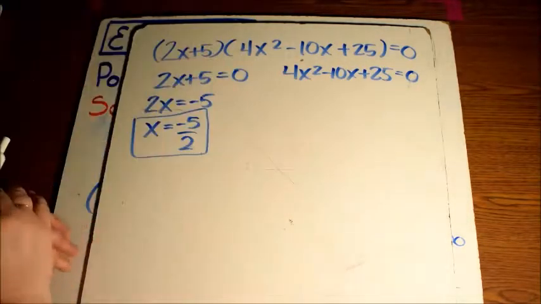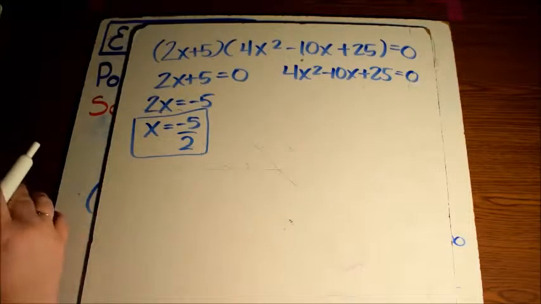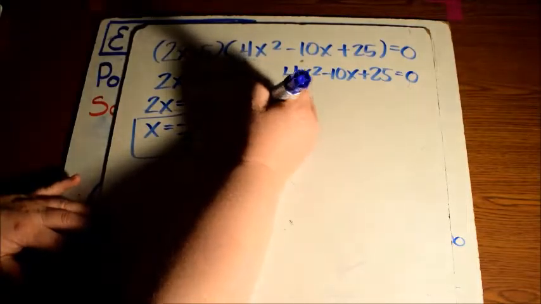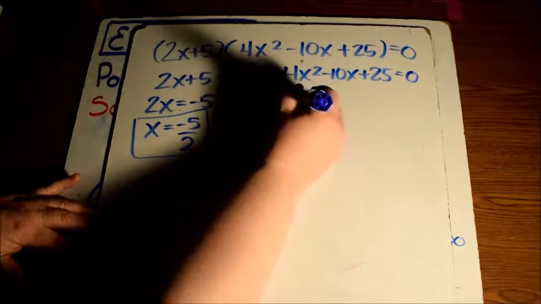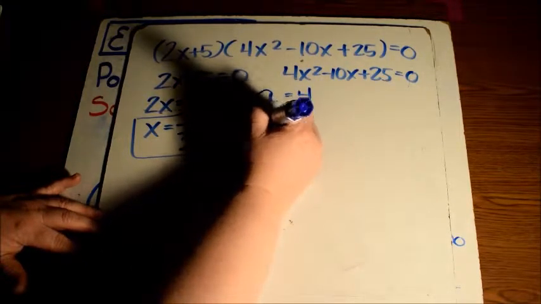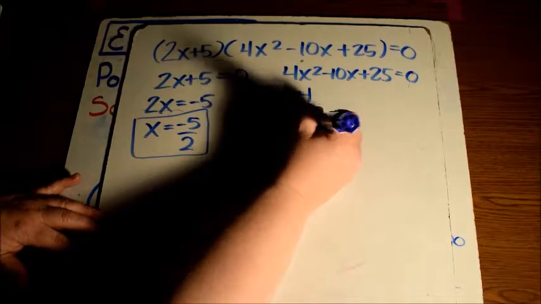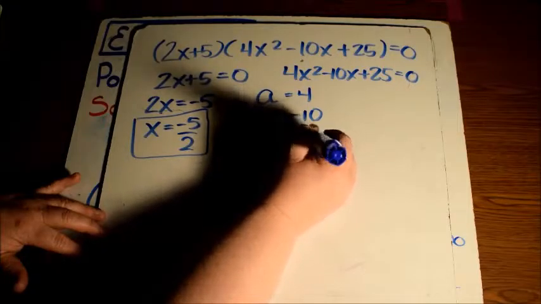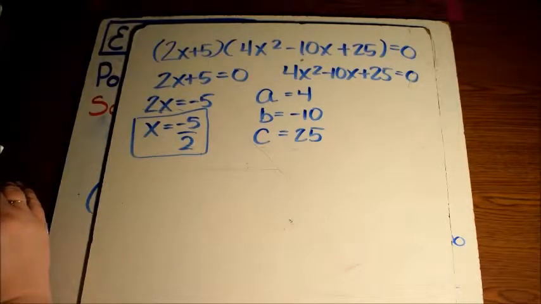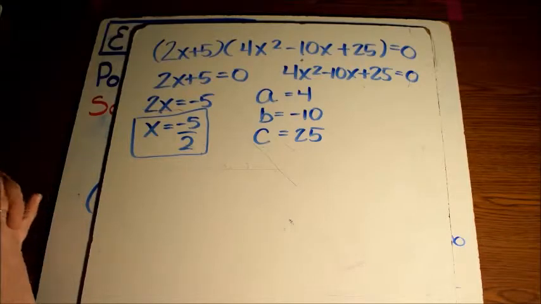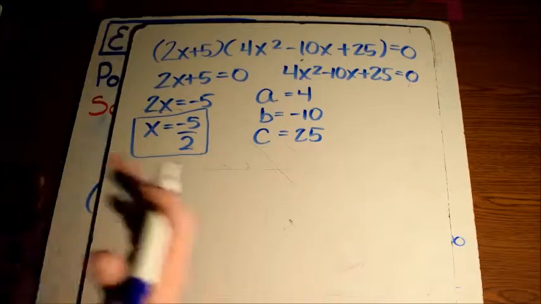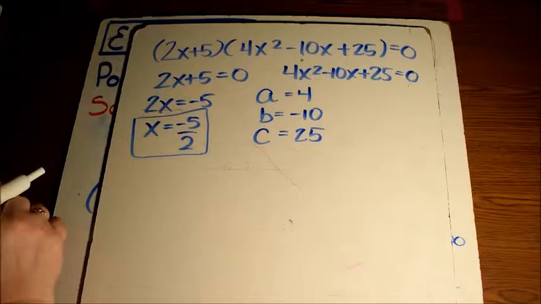This is still a quadratic, and we figured out before that we can't factor it, so let's use the quadratic formula. Remember, a is 4, b is -10, and c is 25. And if we remember, the quadratic formula is x equals -b plus or minus the square root of b squared minus 4ac all over 2a. That was a kind of a bad version, but you know what I'm talking about.